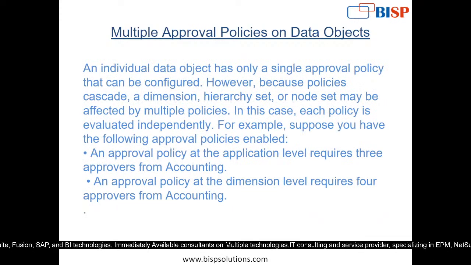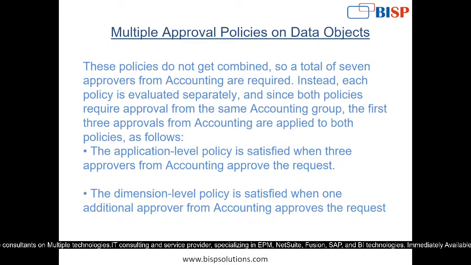Like we have given at the application level, and then we have given at the dimension level also. In this case, for the application we have 3 approvers, and for the dimension level we require 4 levels of approvers. But when we have multiple approval policies, they do not combine. They will not combine with each other. Independently we have to approve, so in total 7 approvers from accounting are required. So 4 plus 3 or 3 plus 4 equals 7.